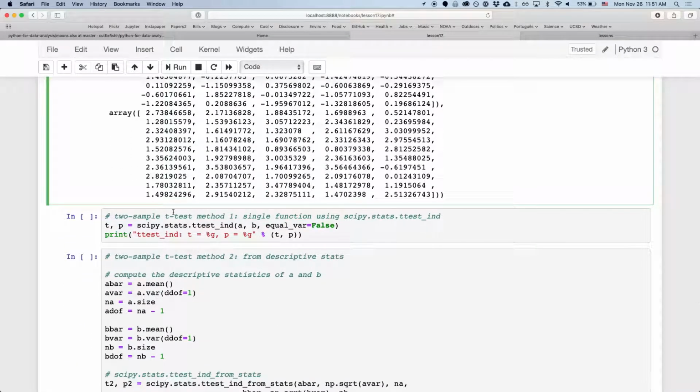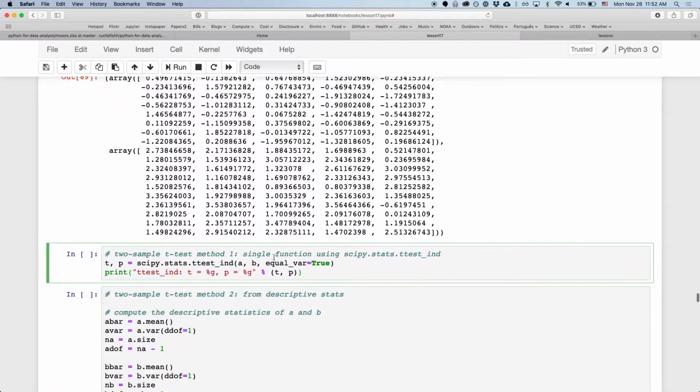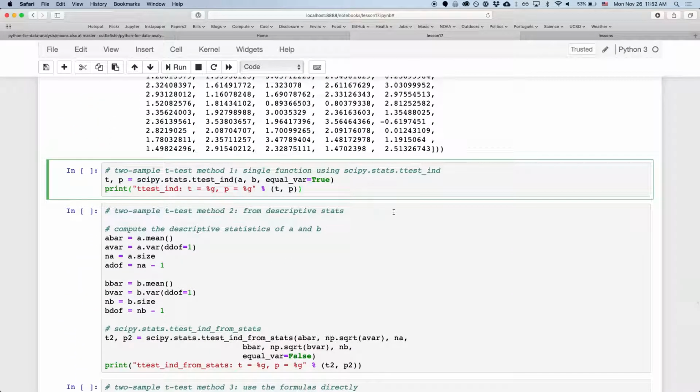There are several different ways to do this. We can use the SciPy functions under stats, ttest_ind. We give it A, B, and then there is an option here for equal variance. This is actually true. I'd done an example before where these were not the same, but these should have the same variance. So those are true.